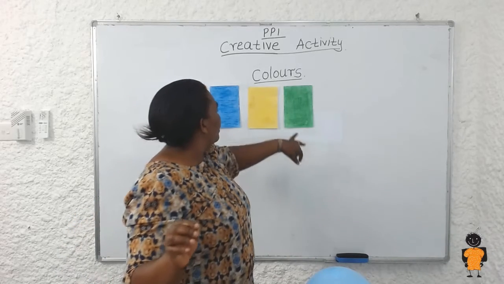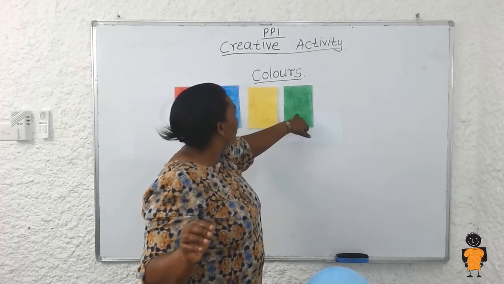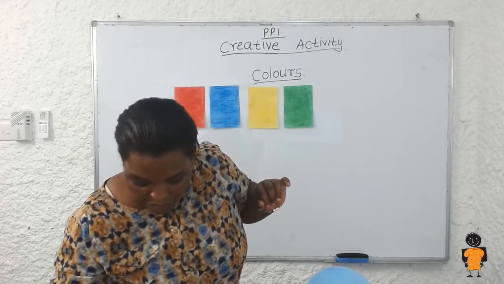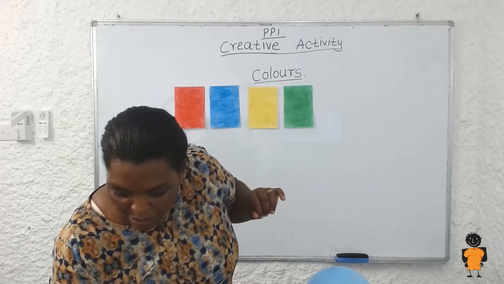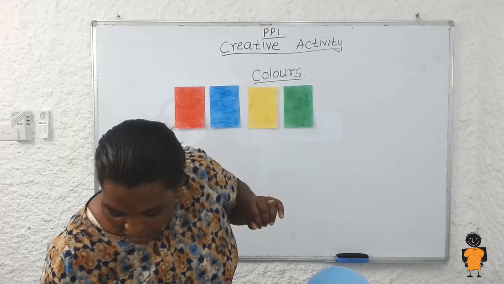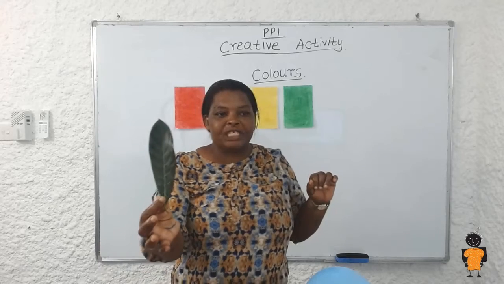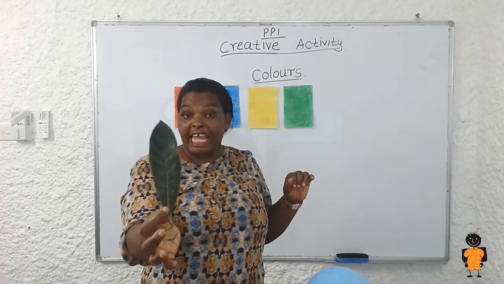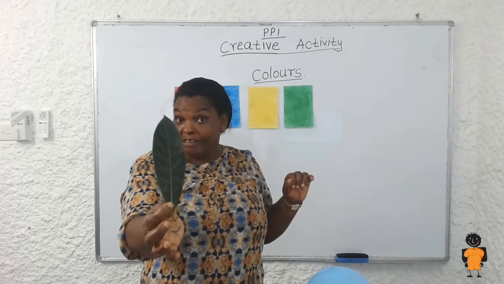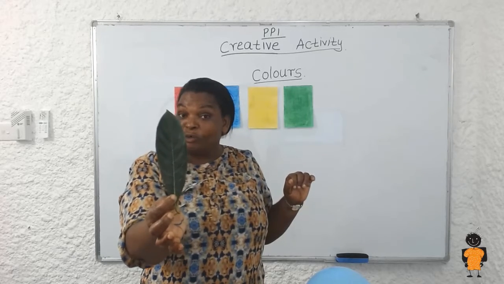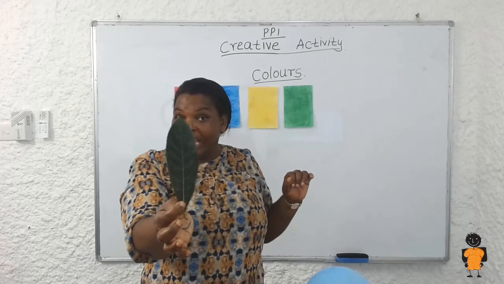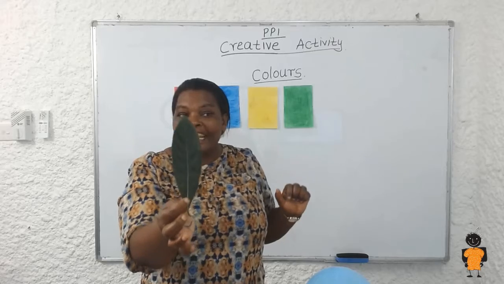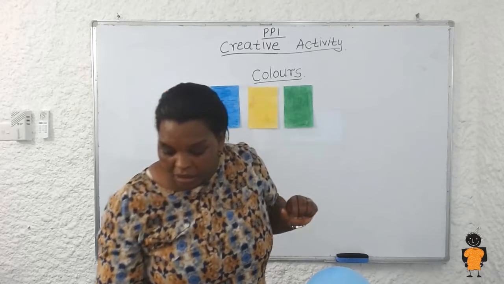Okay. We got this one. This is a green color. And we have those objects. I know you can mention them, but I will show you. I will start with this one here. Can you look at it well? Okay, this is a leaf. It is a leaf. And which color is this one? We can say this leaf is in green color. It is in green color. Good.